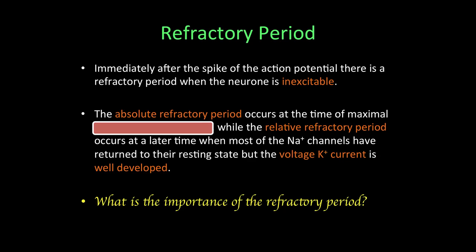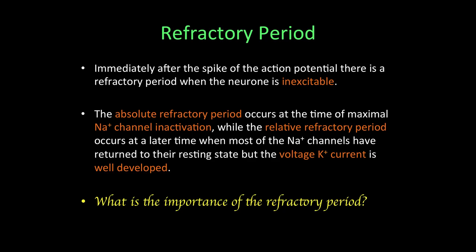Alright, so we go into the refractory period now. Immediately after the spike of the action potential, there is a refractory period when the neuron is inexcitable. Now, the refractory period can be broken up into two phases. You have the absolute refractory period and you have the relative refractory period. Now, the absolute refractory period means that under no circumstances will an action potential be generated. So the absolute refractory period occurs at the time of maximal sodium channel inactivation.